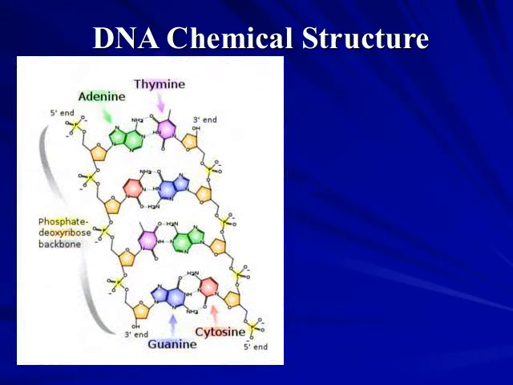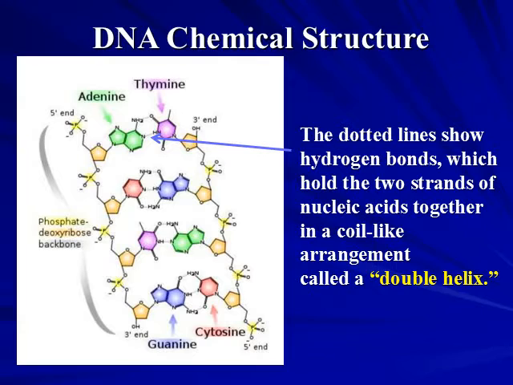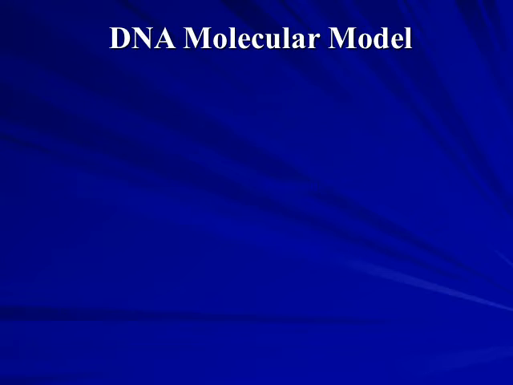The structural formula for a section of the DNA polymer is shown in the diagram. The dotted lines show hydrogen bonds, which hold the 2 strands of nucleic acids together in a coil-like arrangement, called a double helix. A molecular model of a section of the DNA double helix is shown in this animated diagram.